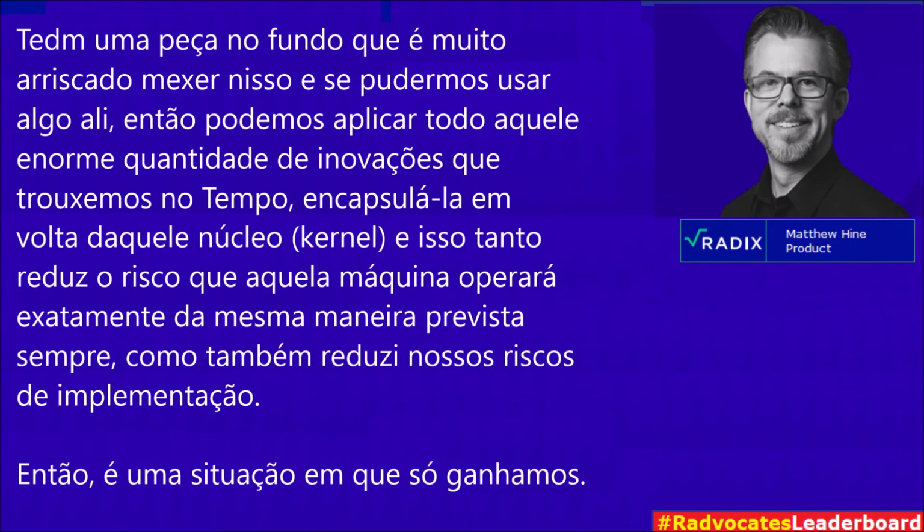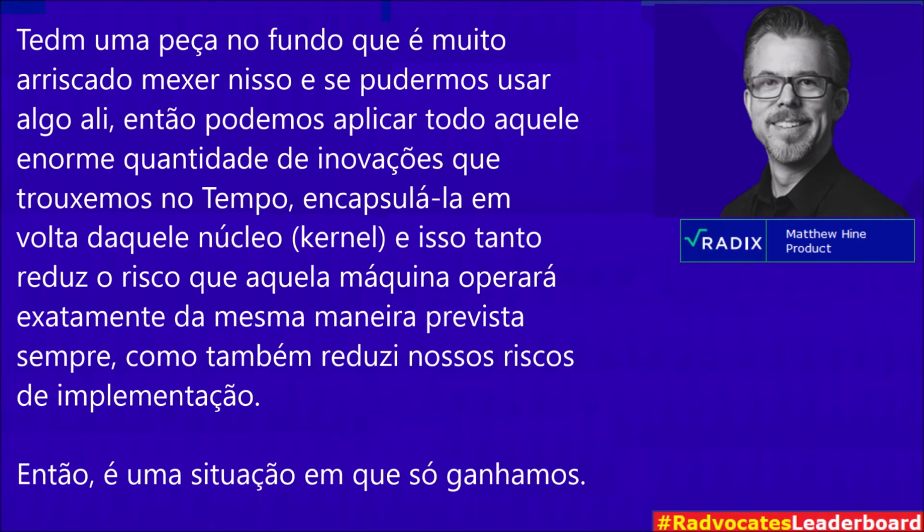How does Cerberus reduce risk and improve implementation timeline? There's this piece at the bottom that's very risky to mess with. And if we can use something there, then we can apply all of the huge amount of innovation that we brought into Tempo and wrap it around that kernel. And this both reduces the amount of risk that the machine is going to operate exactly the way we expect it to every time, as well as reducing our implementation risk.